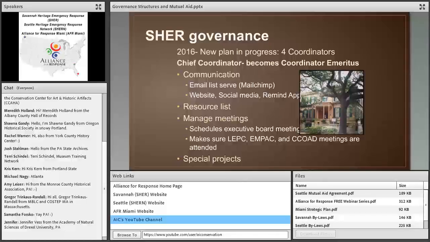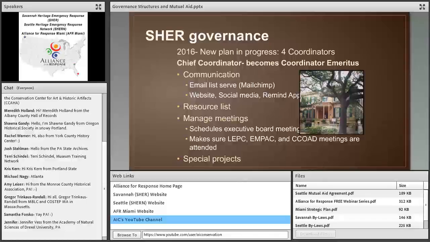We have a website, which I started when I was on the Training and Education Committee from the very beginning. We now have a Facebook page that I started while I was evacuated from Hurricane Matthew. We've also talked about getting a text messaging system called Remind app going. So the communication is going to be the chief coordinator's position.